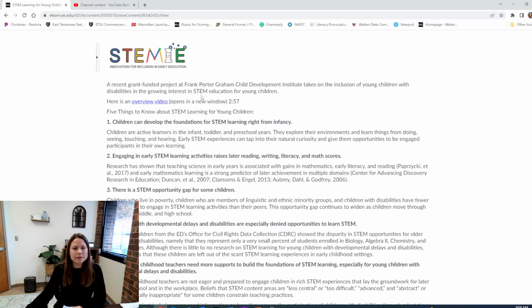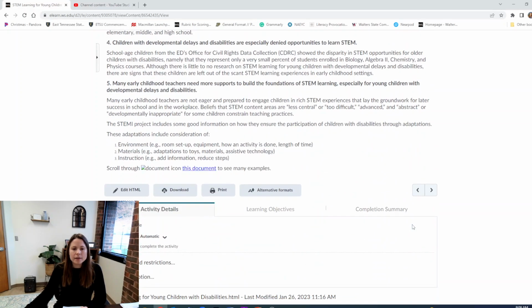So that's really what the STEMI project is. It's innovation for inclusion in early childhood. There's also a document here that provides lots of examples. Some of the adaptation examples we're talking about: we have to look at the environment, the materials, and the instruction as well.